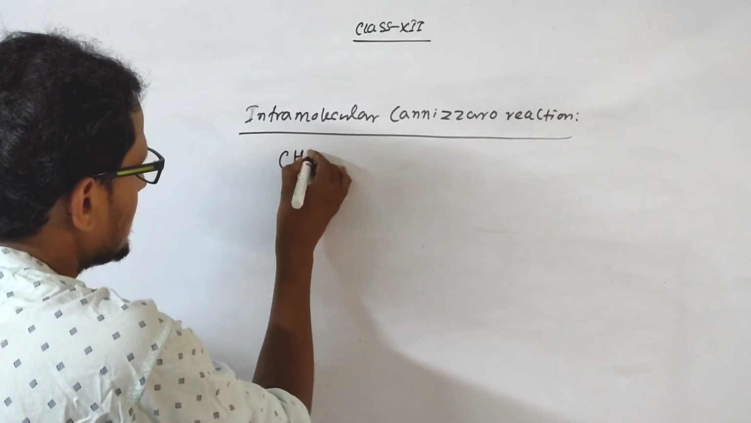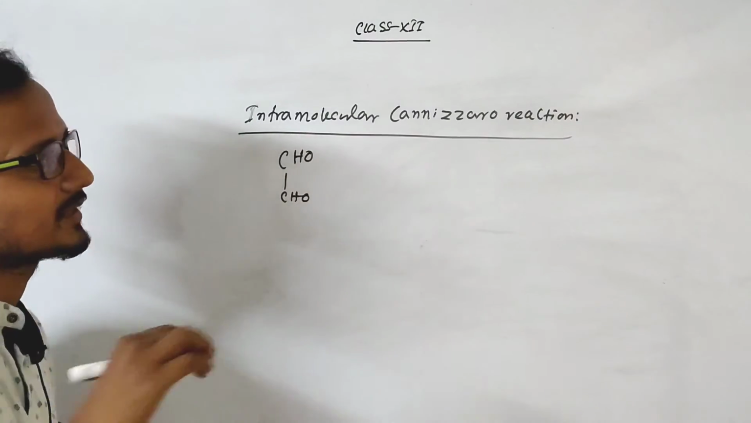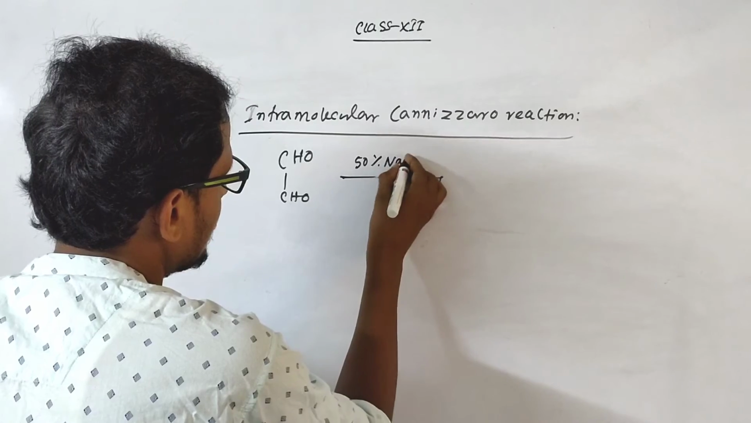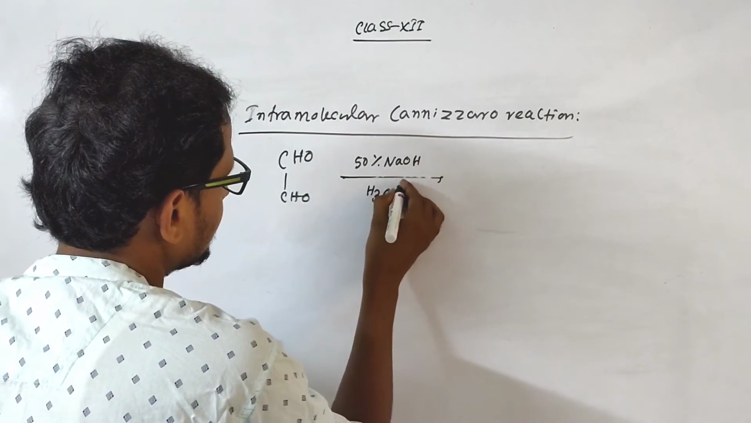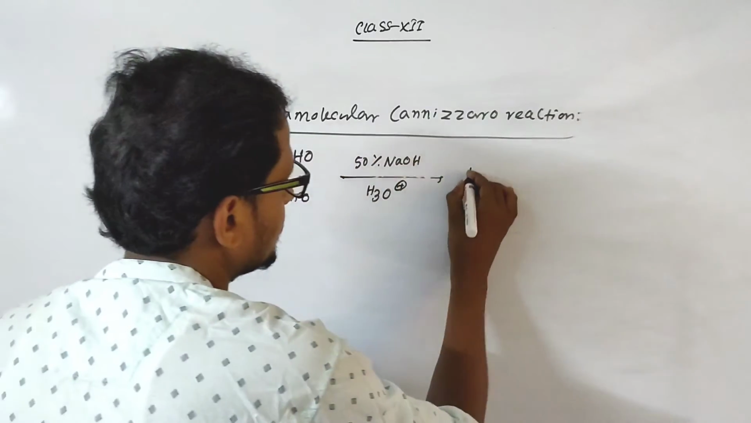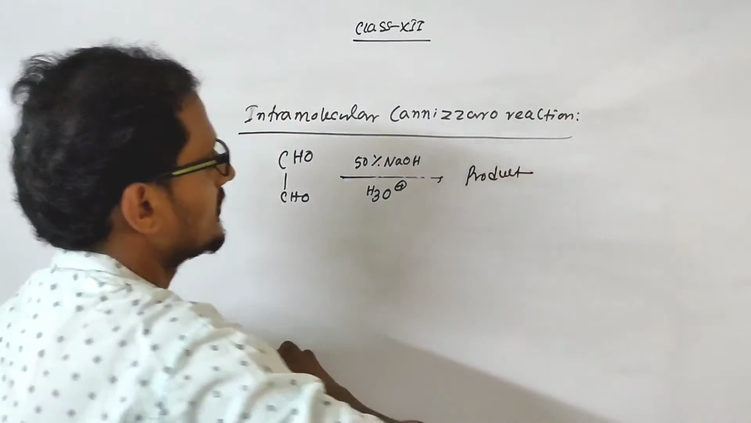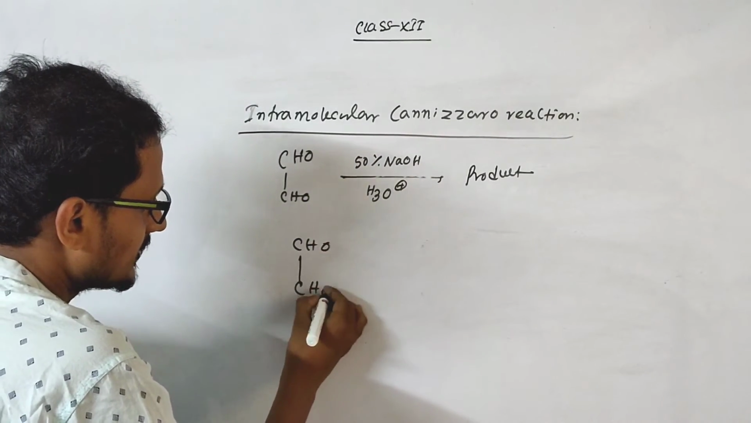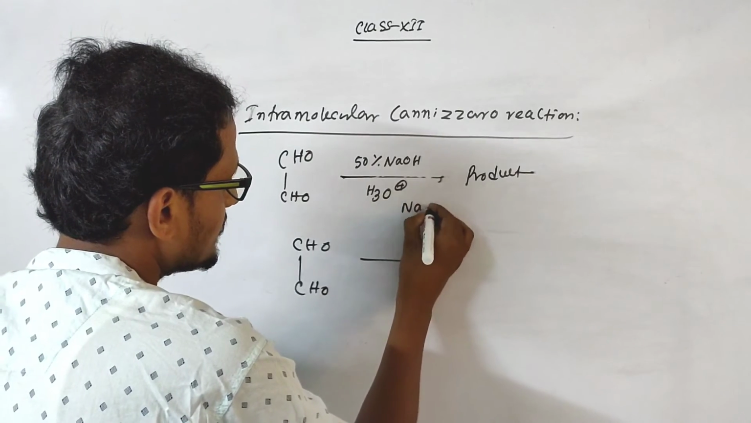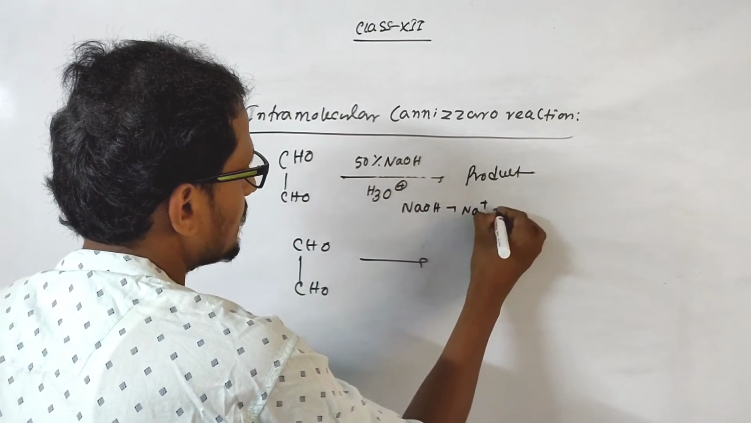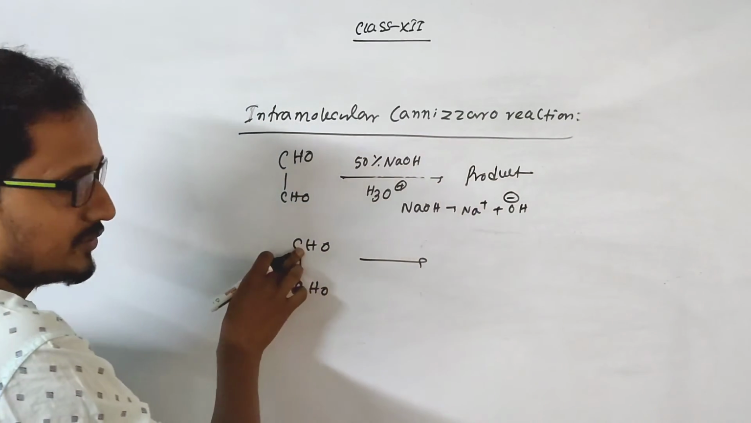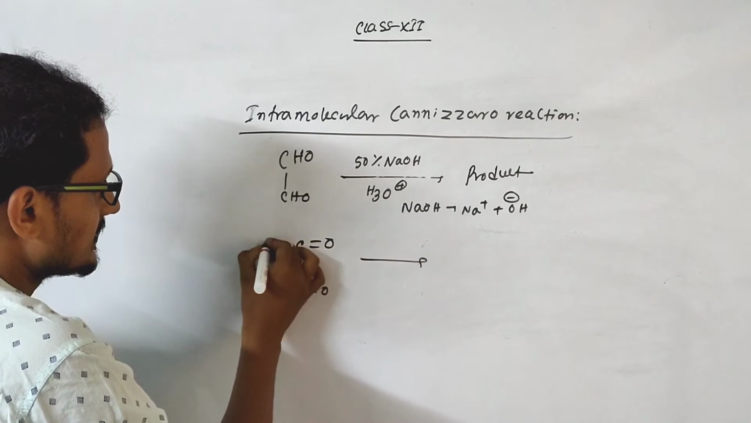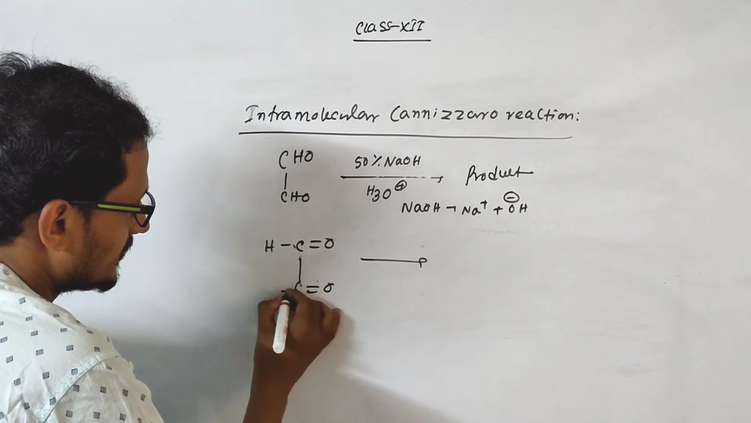That means, say we are taking this compound. Now when this reacts with 50% sodium hydroxide, that means concentrated sodium hydroxide, and after that hydrolysis, then what will be the product? Very important reaction, this one. First of all, you see, this NaOH will dissociate to form Na plus and OH minus. Now this compound we know has C double bond O. We can write it like this, and here also C double bond O.